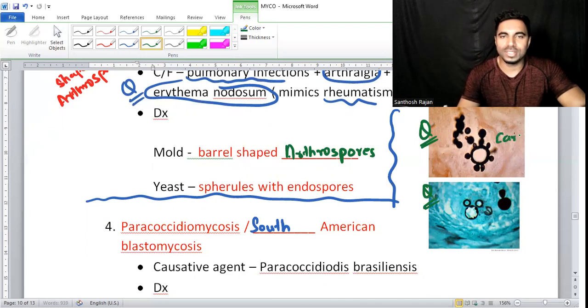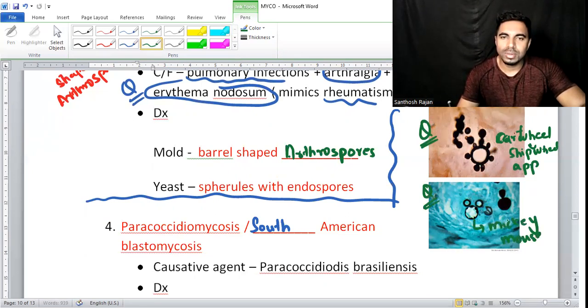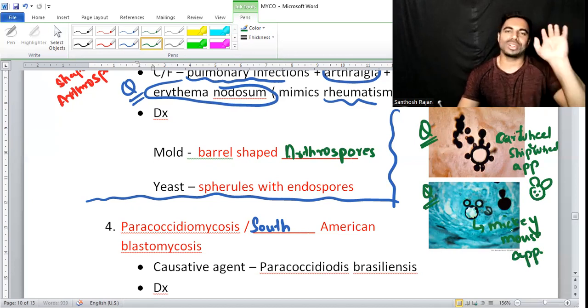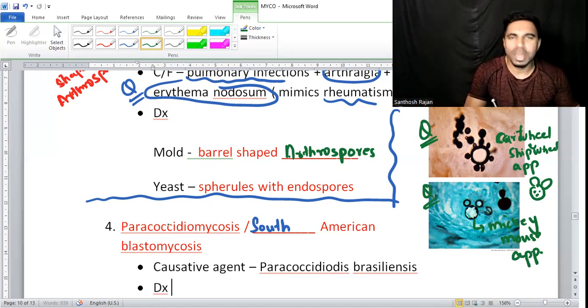This one is what? Cartwheel appearance. The budding cell looks like a cartwheel or ship wheel, sailor's wheel, whatever, any wheel-like appearance. Or sometimes it could be like this: Mickey Mouse has two ears, you know that Mickey Mouse, right? So Mickey Mouse appearance. But okay, cartwheel or ship wheel or Mickey Mouse. If this one comes, that's Paracoccidioides. You have to remember the name, para. So this question also can be asked.